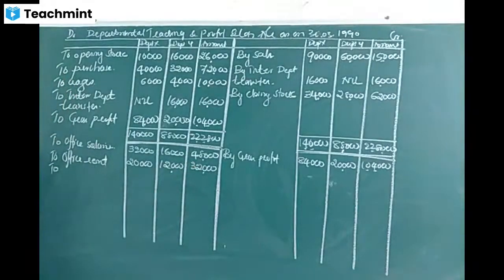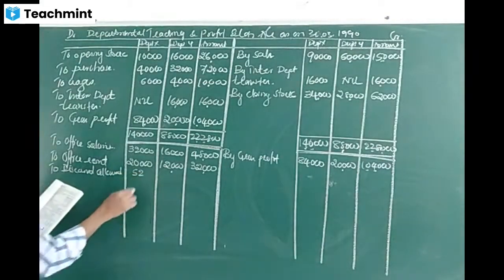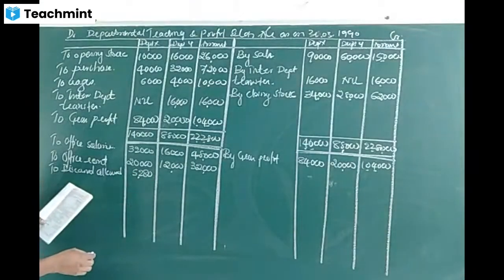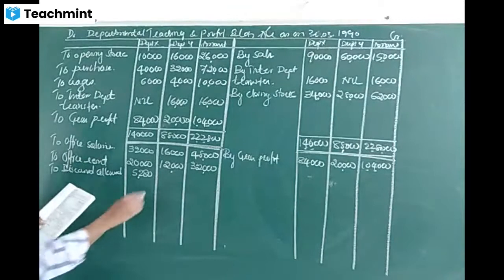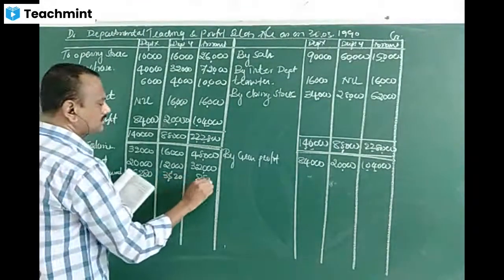Next, we have discount allowed. Discount allowed presently is 8,800, split as 5,280 and 3,520. Yes, sir.